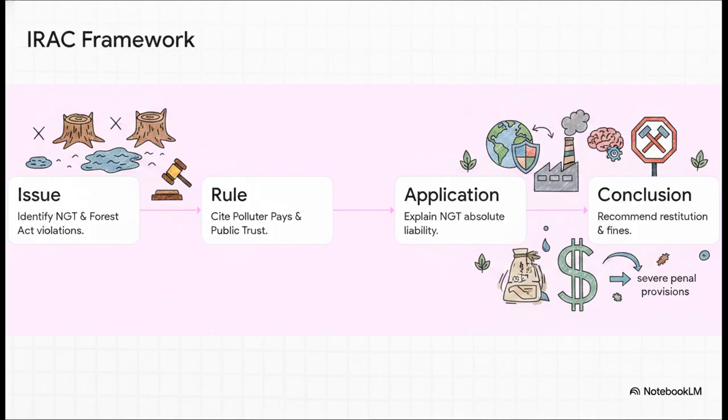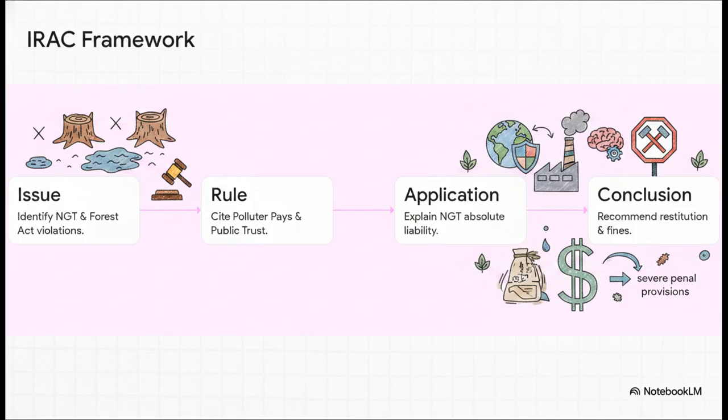Step 1. State the issue. You'll identify the violations under Section 2 of the Forest Act for the illegal clearing and the water pollution that immediately triggers the NGT's jurisdiction. Step 2. State the rule. Here you'll cite the Rio Declaration, seamlessly pulling in the Polluter Pays and Public Trust Doctrines.